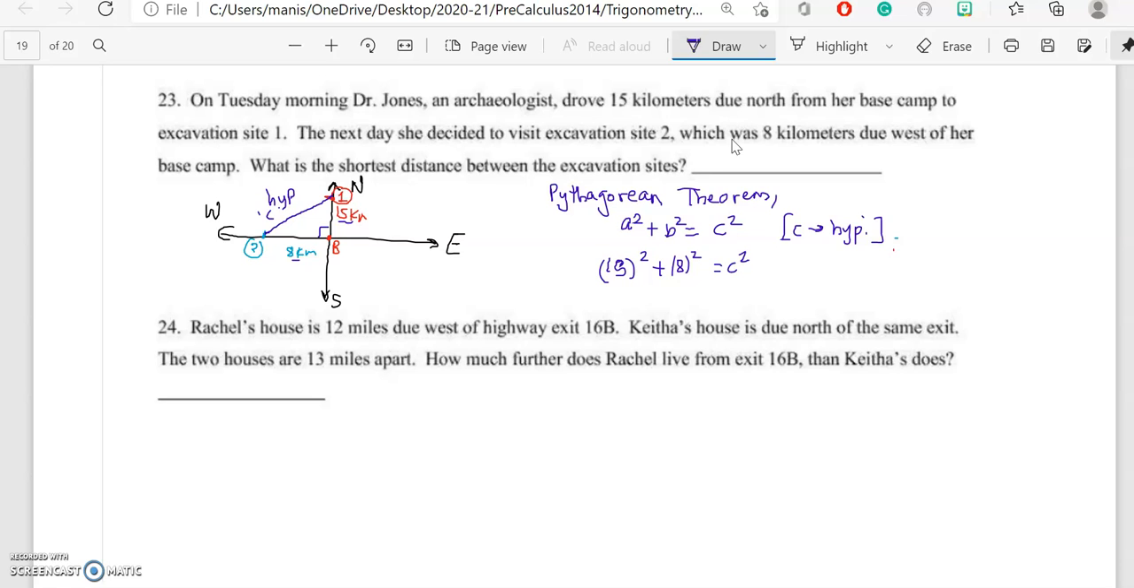After this I can take the radical of both the sides. So C will be equal to radical of 225 plus 64, and I believe 225 plus 64 will give me 289. So I'll write over here 289. So which is my value of C, that will be equal to 17 kilometers. So that's the shortest distance between those two sites. That's the way it will solve.